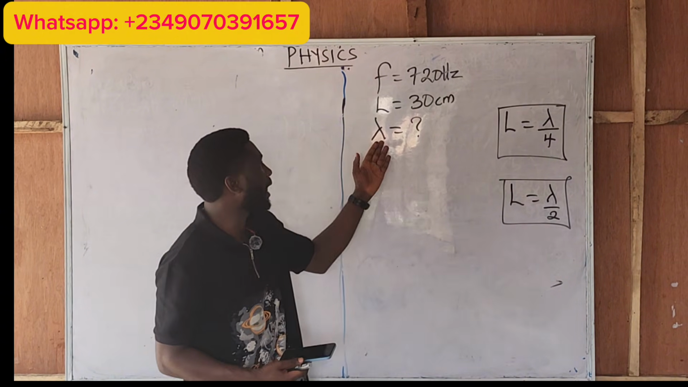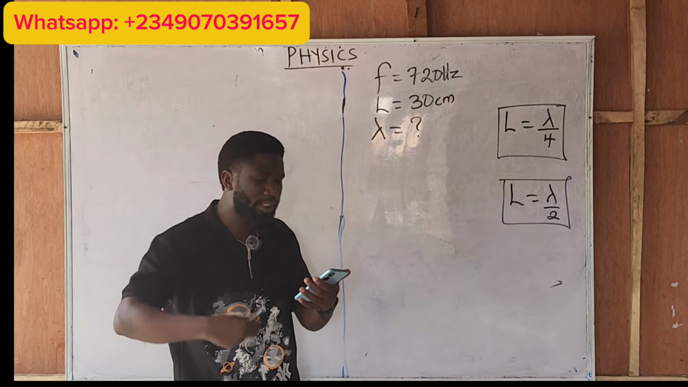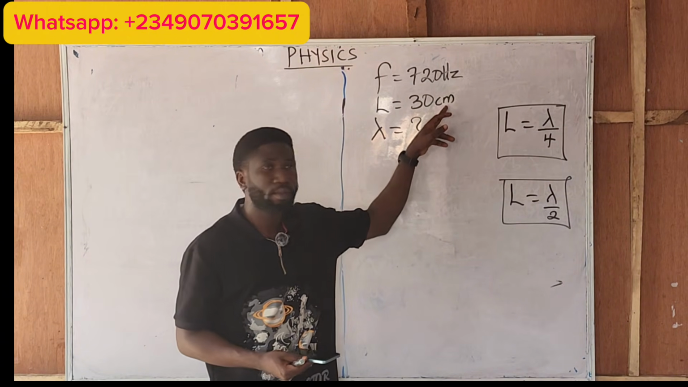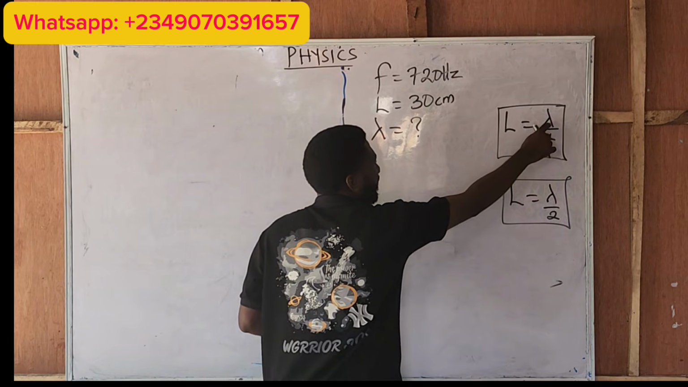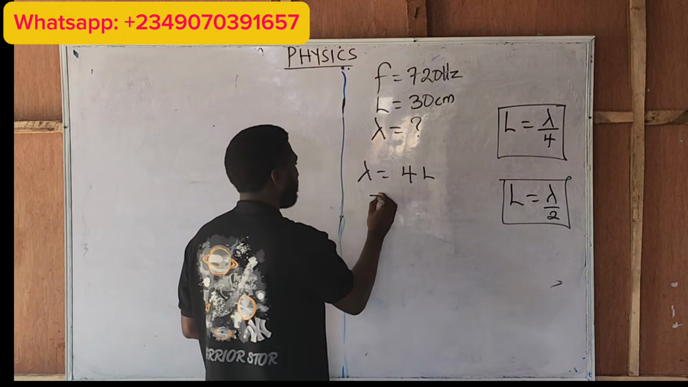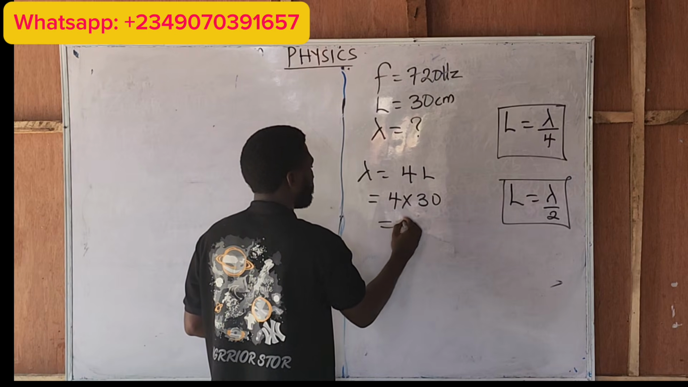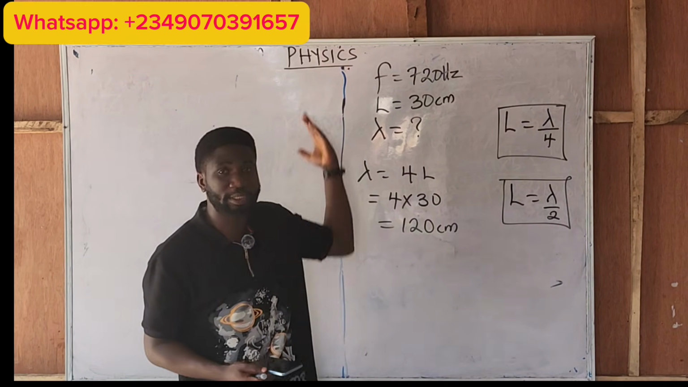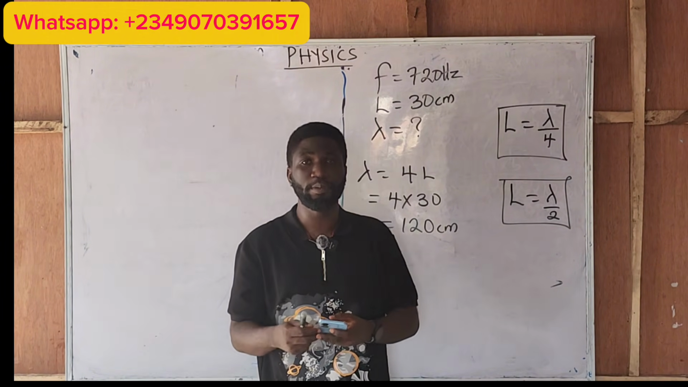And in this question we are told to find the wavelength. So from here now, if you check the options, we have all options there in centimeter. So we don't need to change this to meter. So having known that L equals lambda over 4, and we want to get the wavelength, the wavelength is going to give us 4L. Then we are going to have this to be 4 multiplied by what is the length? 30 centimeters. And that gives us 120 centimeters. So we do not need the frequency. So the right answer there is 120 centimeters, and that is option B.